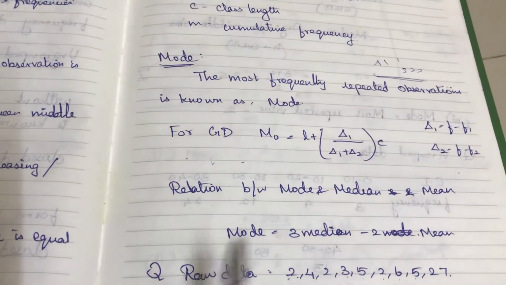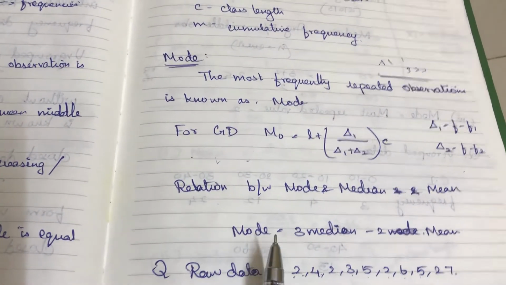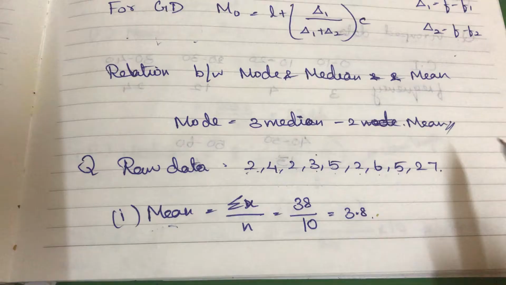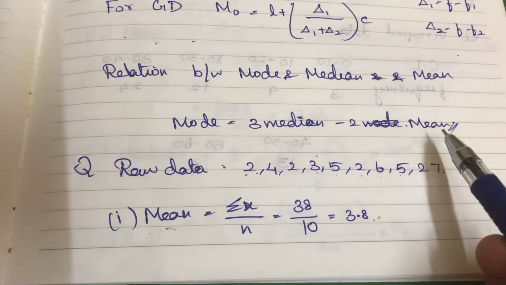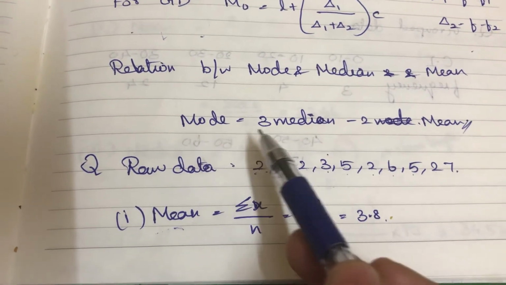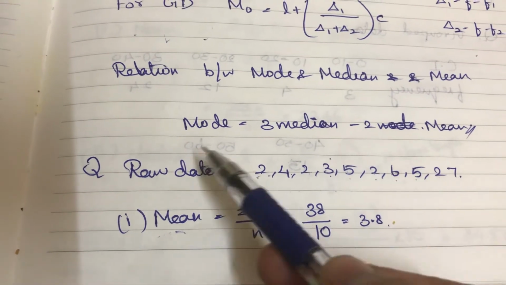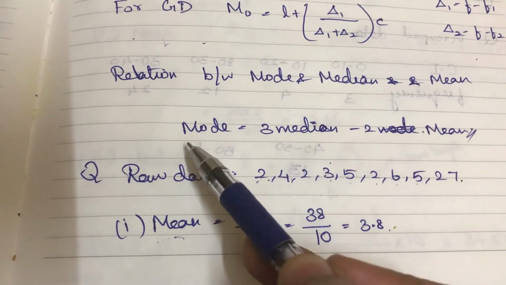So the relation between the mode, median and mean: mode will be equal to 3 times the median minus 2 times the mean. So we can easily say the relation is mode equals 3 median minus 2 mean. So this is the relation between mean, median, and mode.